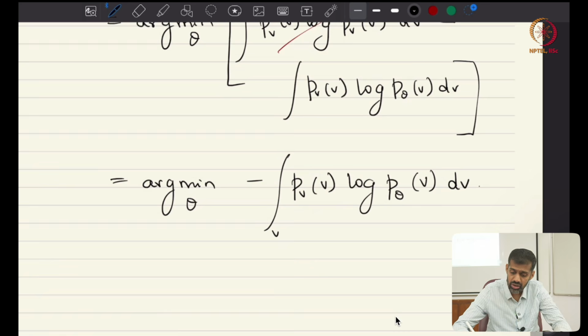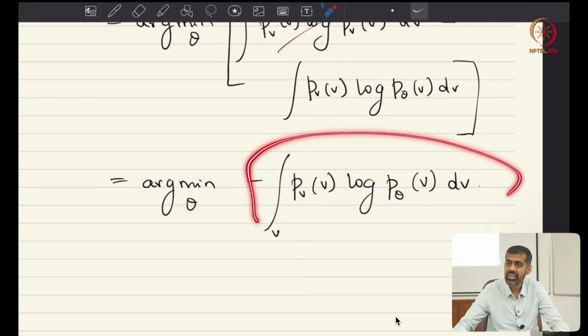Now remember, in the first class somebody asked a question: aren't we begging the problem here, because we started the entire process by saying that we don't know PV? Now when we don't know PV, what is the way to compute this integral?